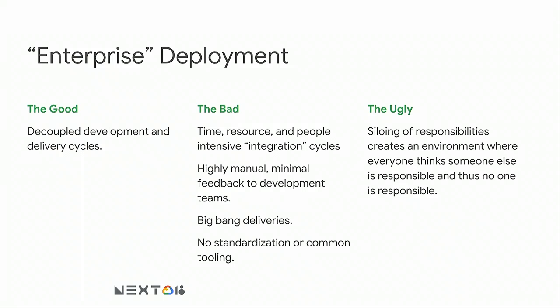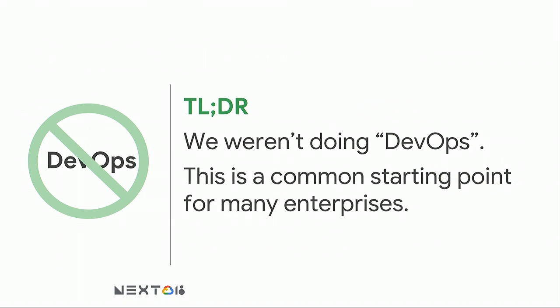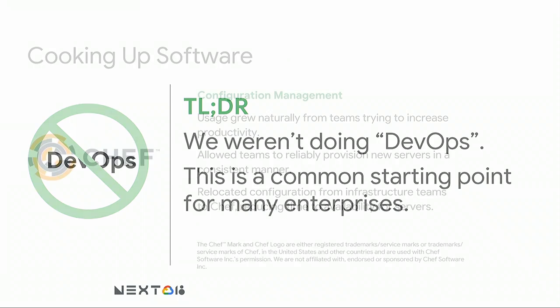Now, it wasn't a great decoupling because we ended up in these large, big bang deliveries with intensive integration cycles and things like that. And we also got into that siloing of responsibilities, right? And when everyone thinks someone else is responsible, ultimately no one ends up being responsible. And that's really coming back to the TLDR, is just that we weren't doing DevOps yet, right? And this is a very common starting point for many, many enterprises or large organizations.